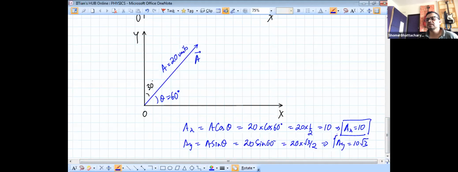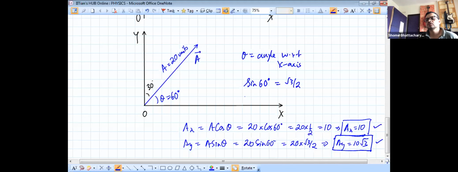10 is the x component and 10 root 3 is the y component. These are the answers. Because theta is defined as the angle with respect to the x-axis. Theta का definition ही क्या होता है? Angle with respect to x-axis. And sine 60's value I have given to you last time is root 3 by 2.